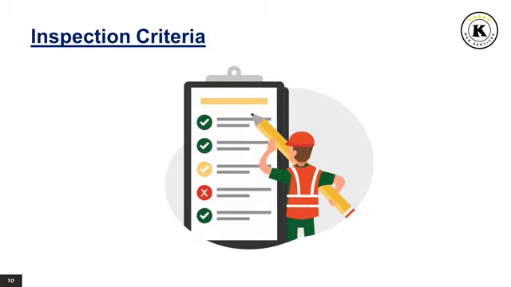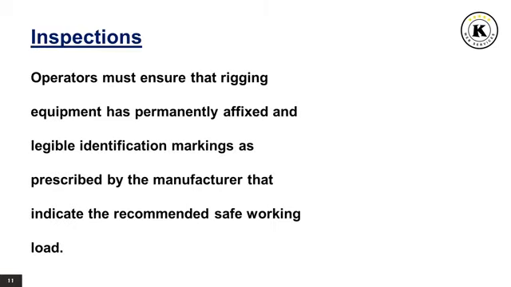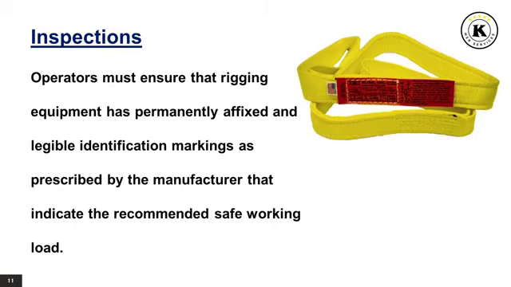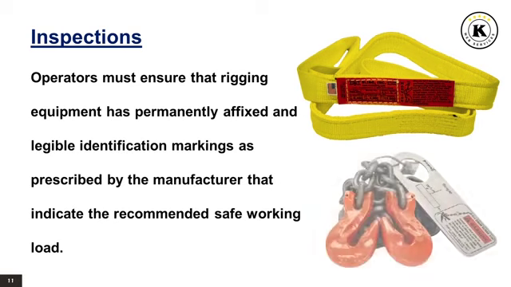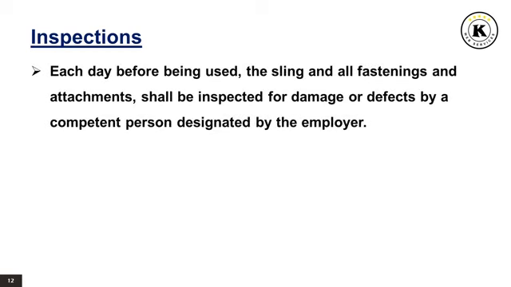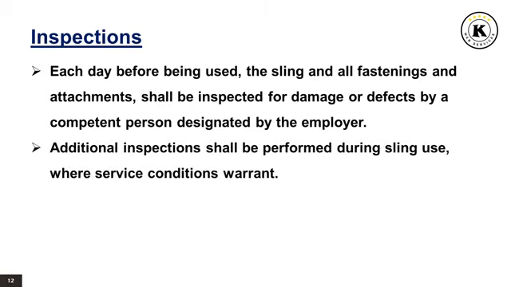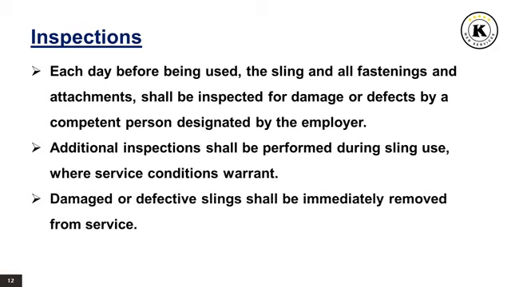Inspection criteria. Operators must ensure that rigging equipment has permanently affixed and legible identification markings, as prescribed by the manufacturer, that indicate the recommended safe working load. Each day before being used, the sling and all fastenings and attachments shall be inspected for damage or defects by a competent person designated by the employer. Additional inspections shall be performed during sling use, where service conditions warrant. Damaged or defective slings shall be immediately removed from service.